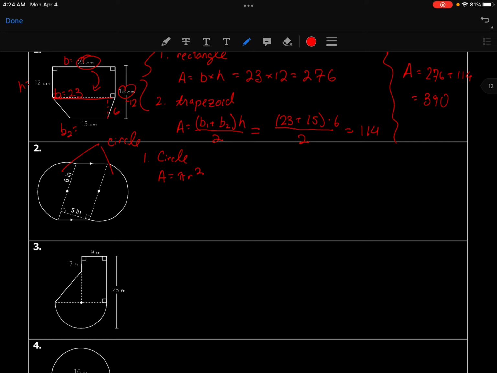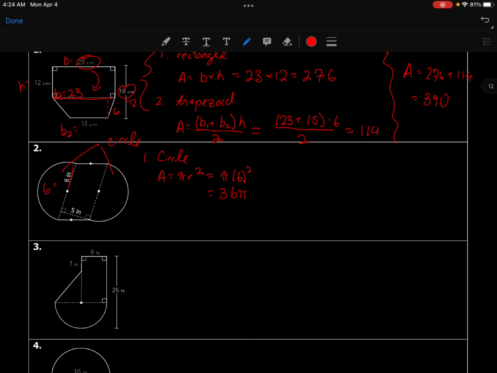In this case, where is the radius? Oh, there it is. The radius is equal to 6. So the area is equal to pi times 6 squared, which will give you 36 pi.